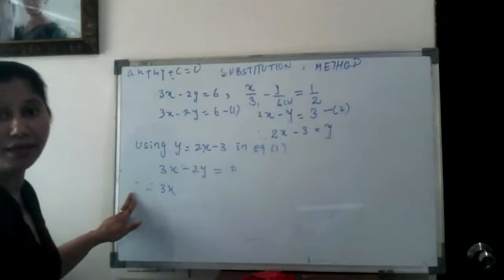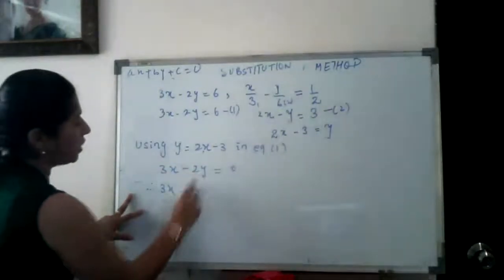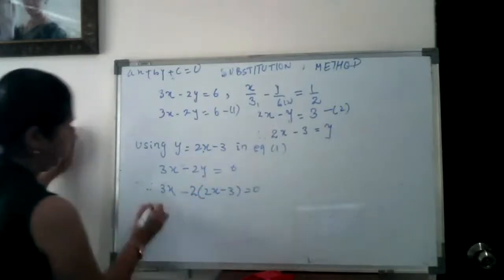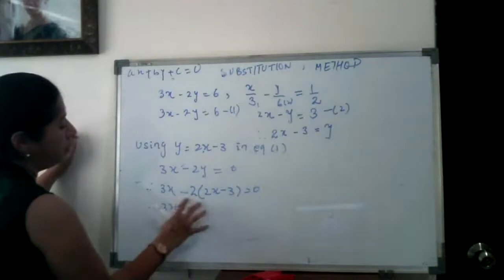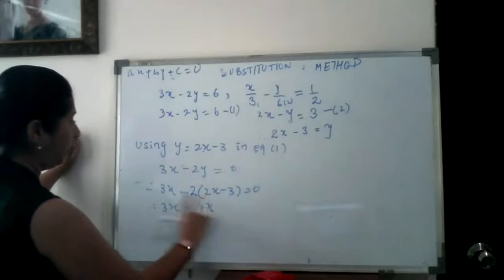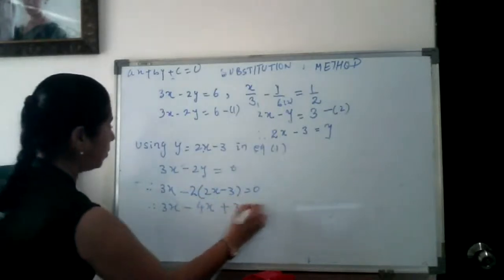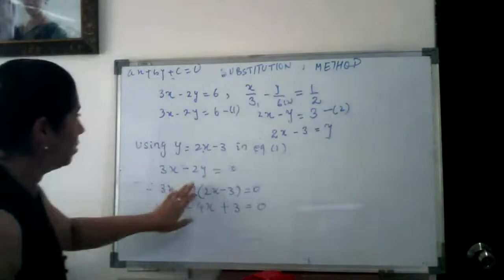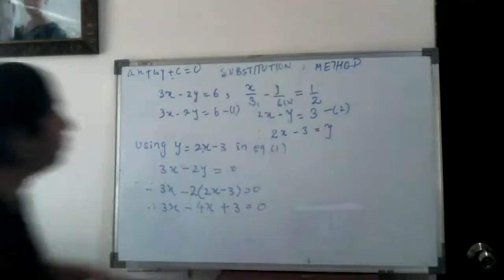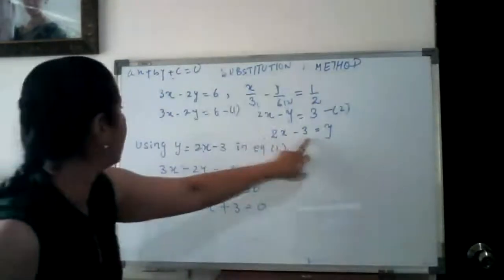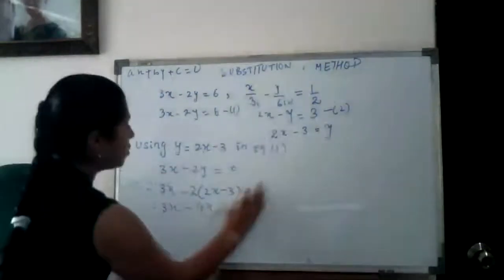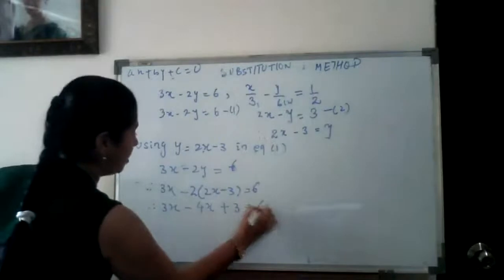So we make the habit that we write 3x minus 2. The 2 is outside, and in place of y we write 2x minus 3, is equal to 0. Therefore, opening the bracket, minus 4x plus 3 is equal to 0. So 3x minus 4x plus 3 is equal to 0. Y as 2x minus 3. Okay. So y is substituting here, 3x minus 2y is equal to, oh, I'm so sorry, it was 6. That's what I got confused, but there's something wrong over here.